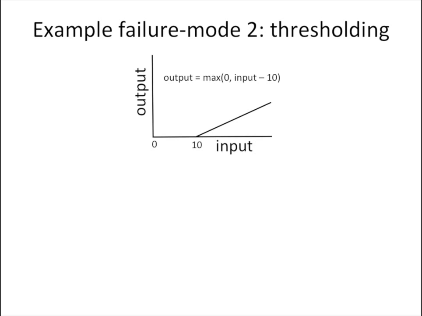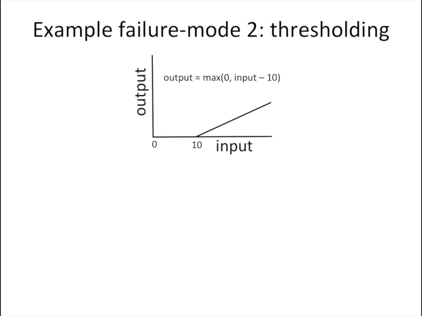A second failure mode of gradients occurs when the net is describing thresholded relationships. An example from genomics would be a neuron that only fires when it sees a sufficiently good match to the binding site of a particular protein. So consider the function shown that is computing max of 0, input minus 10, so 10 is our threshold.